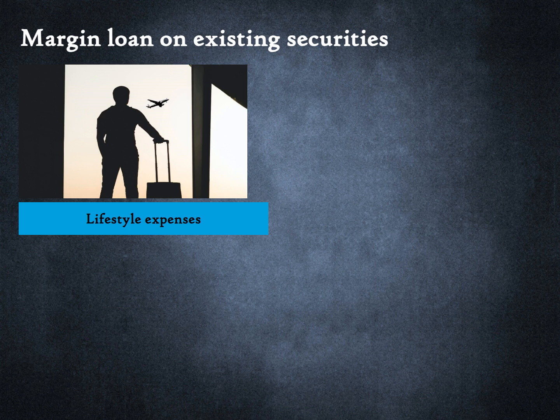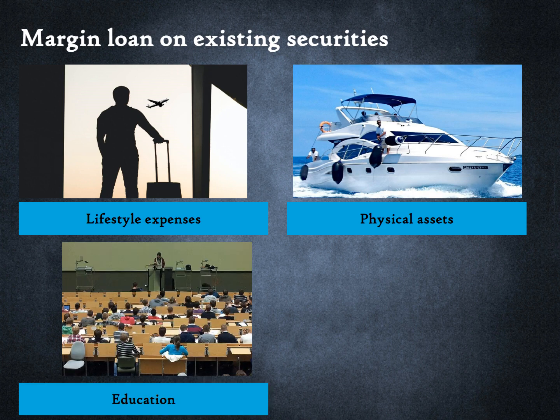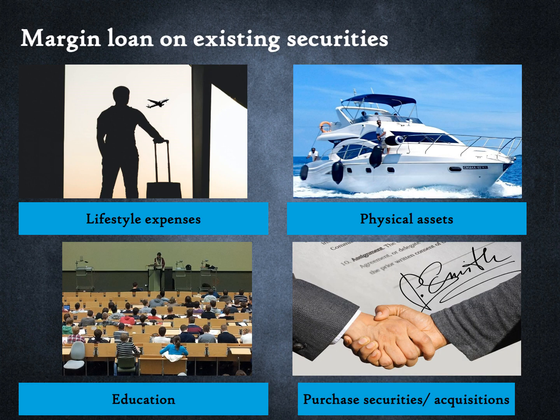Margin loans can also be used against the collateral of securities already owned by the borrower. Margin lending is often used by high net worth individuals for purposes that could vary from financing lifestyle expenses like travel, buying physical assets including real estate, and education. Margin loans collateralized by existing securities can also be used to buy new securities or even fund acquisitions. Margin borrowers may prefer to pay interest on loans by pledging securities as collateral over losing potential market gains and paying capital gains tax incurred on selling securities.